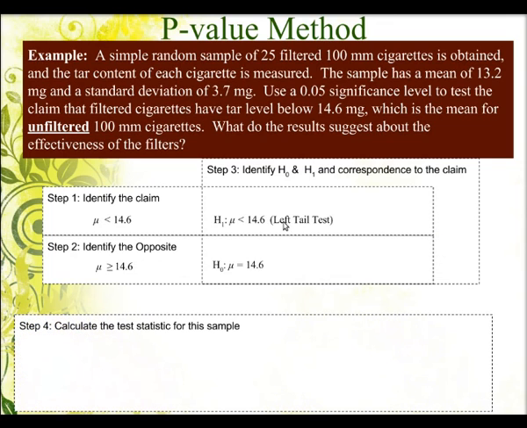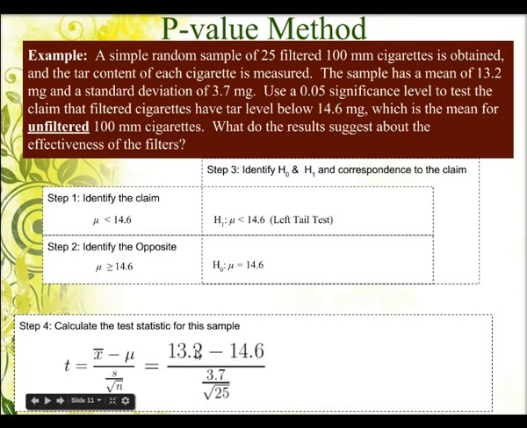So now let's calculate the test statistic for this sample. The mean from my sample, my x bar, was 13.2 milligrams. Mu, in this case, of the population or assumed tar level rather, is 14.6, which we can get from the null hypothesis. S in this case, of course, is 3.7 milligrams, and n, we sampled 25 filtered cigarettes. So throwing all this into the calculator, we get a test statistic of negative 1.892.